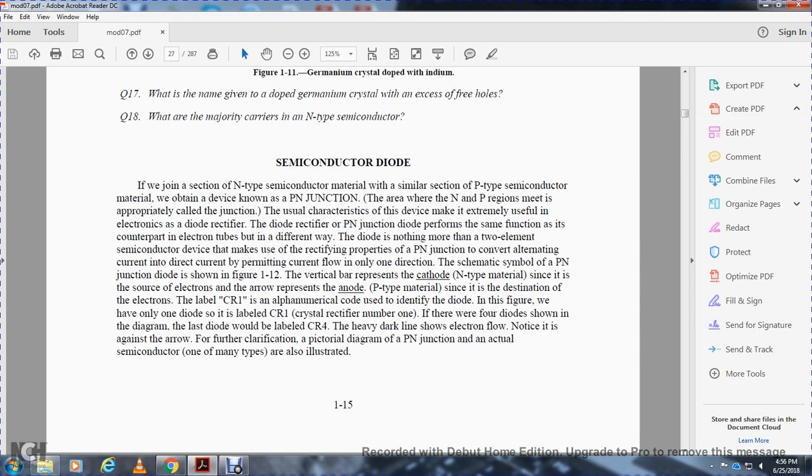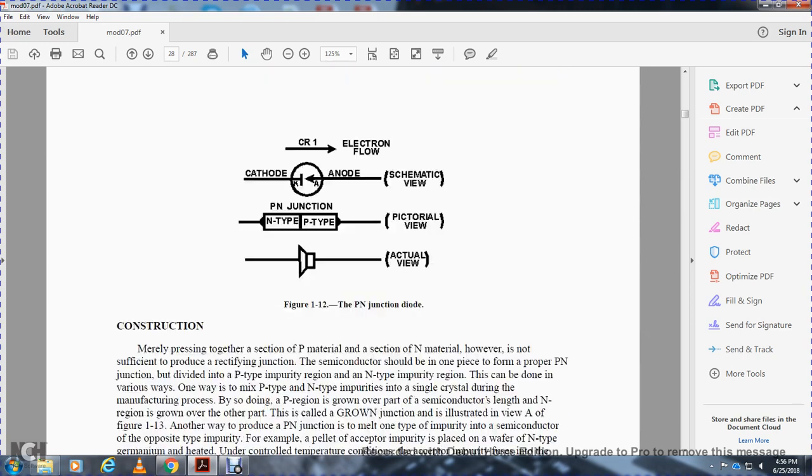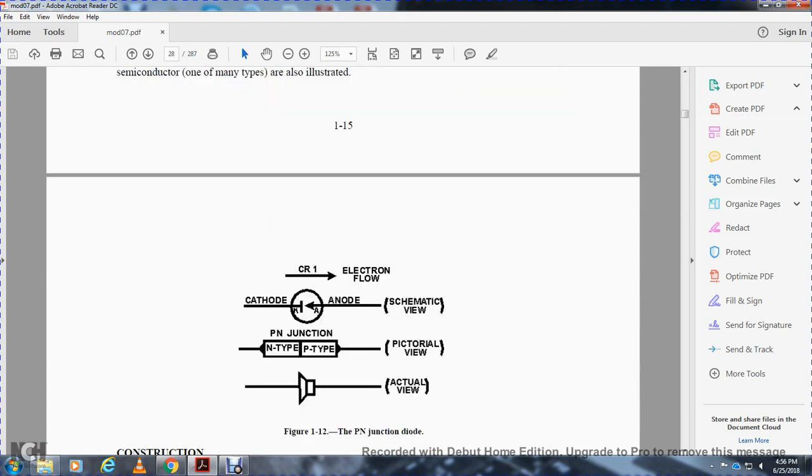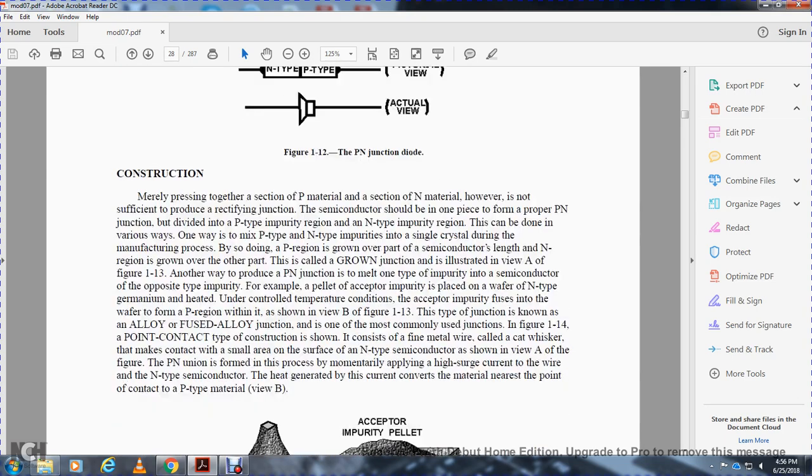Notice the pictorial diagram of the PN junction and an actual semiconductor, one of the many types that are illustrated. Figure 112 shows your PN junction diode. It shows crystal rectifier number 1, with electron flow from the cathode to the anode. Here is the cathode and anode in the schematic view, and the PN junction, N type and P type, in the pictorial view and the actual view.